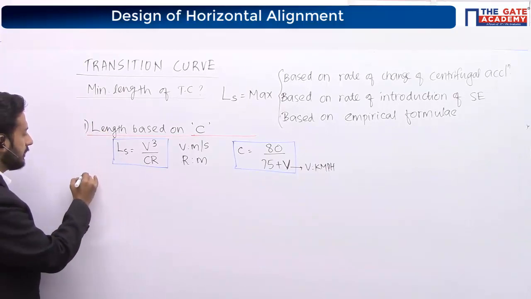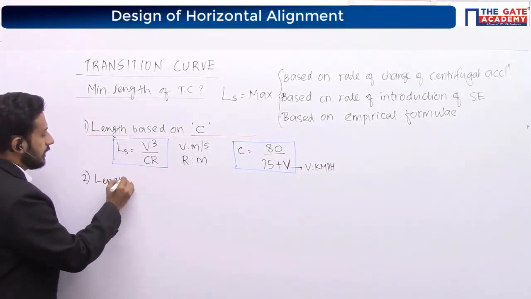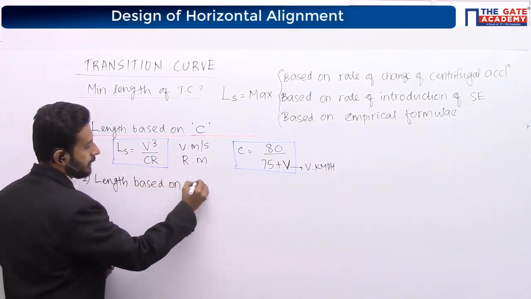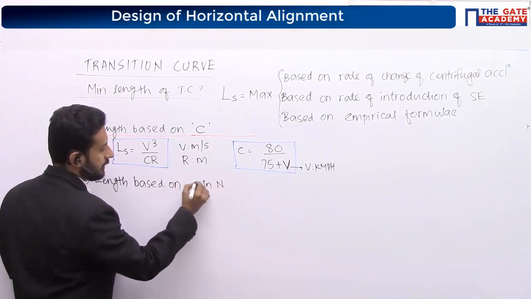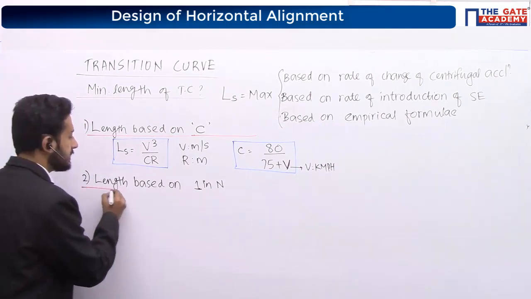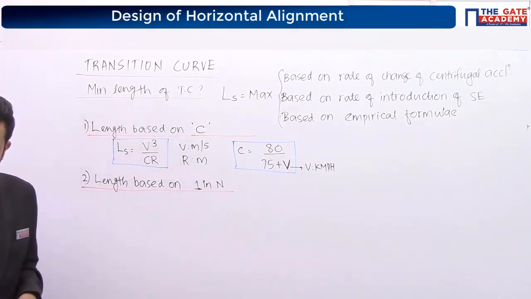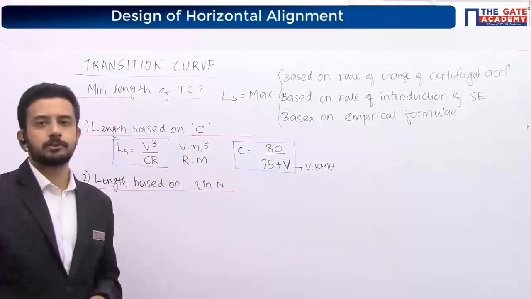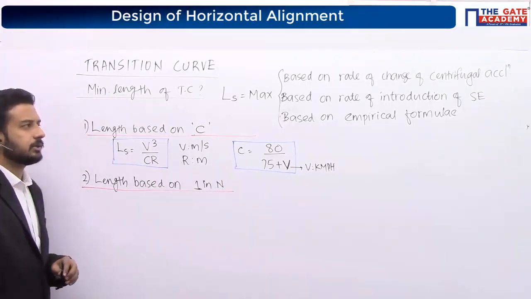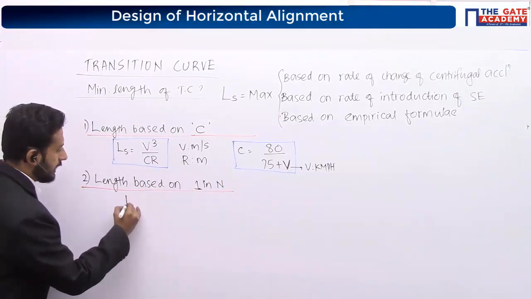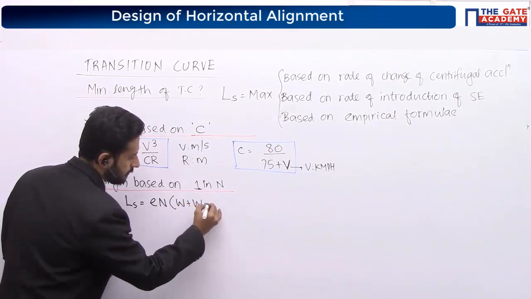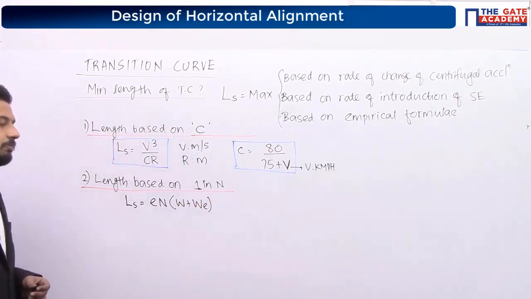Okay. Then the second one, length based on rate of introduction of super elevation. The rate of introduction of super elevation I can denote as 1 in n. That is, at what rate you are going to give your super elevation. You just write a heading like that: based on rate of introduction of super elevation. Ls is equal to E into N into W plus We.